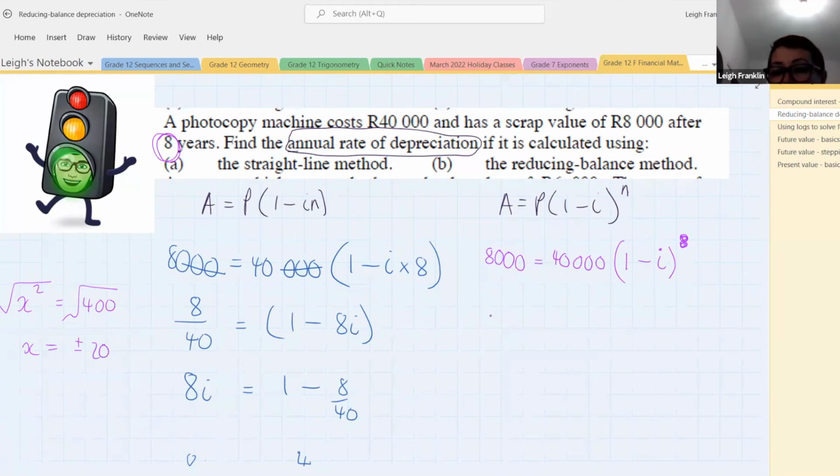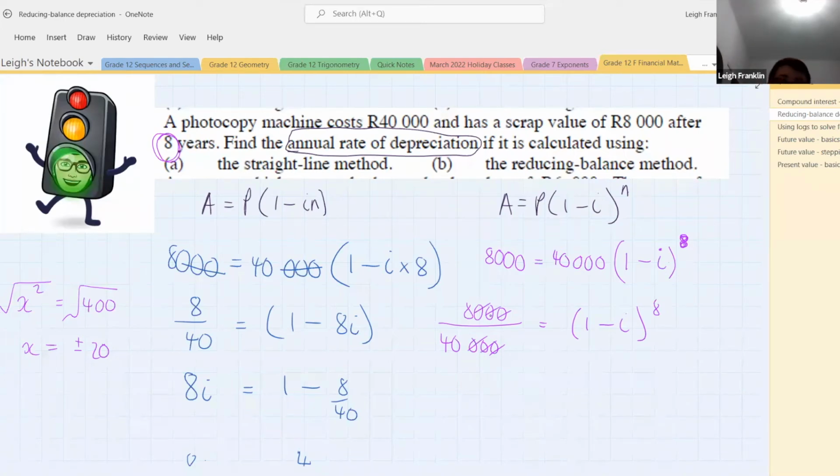All right, so, but before I do that, before I can isolate my base, okay, my base is my bracket, I first have to divide both sides by 40,000 to get my 1 minus i to the power of 8 on its own. So I'm going to divide 8,000 by 40,000. And I'm going to end up with 1 minus i to the power of 8. Okay, so this is where I was knocking the 3 zeros off the end. Actually, I did it before, and that's how come I ended up with 8/40.